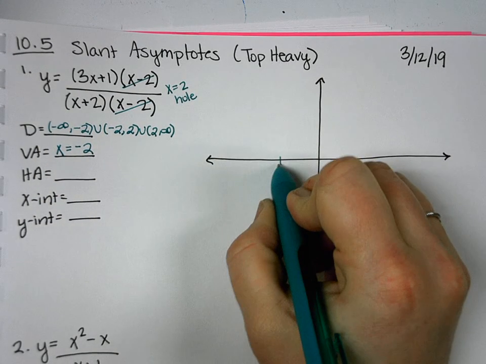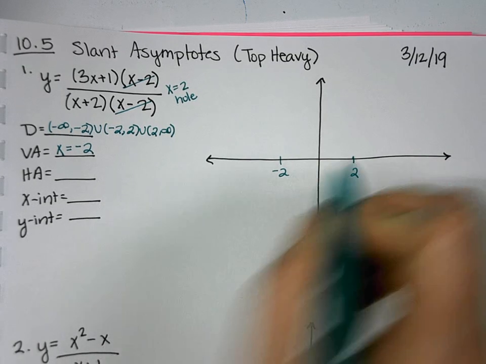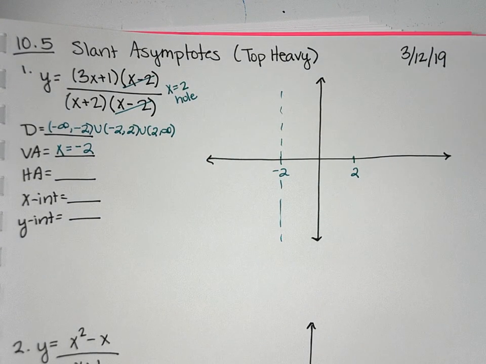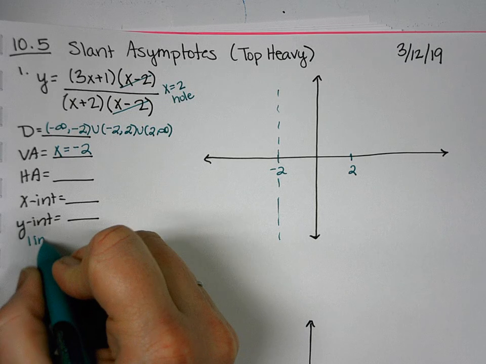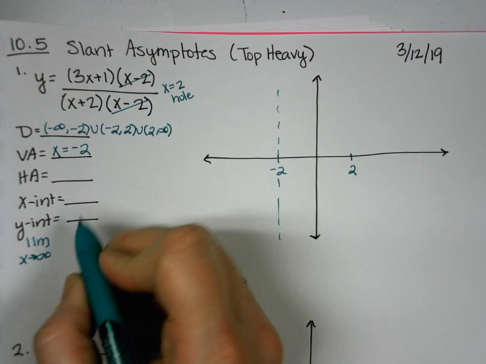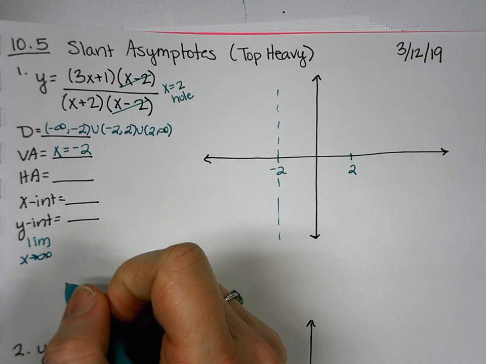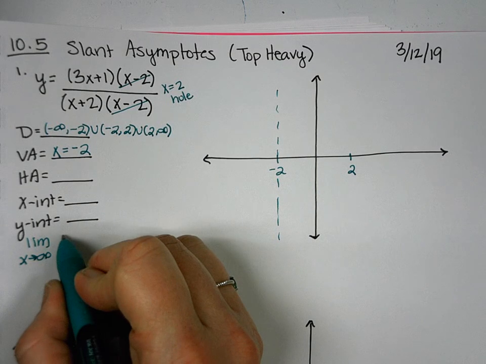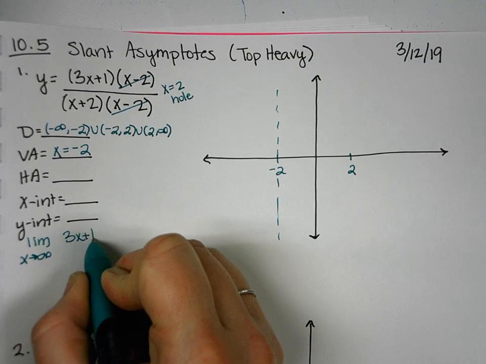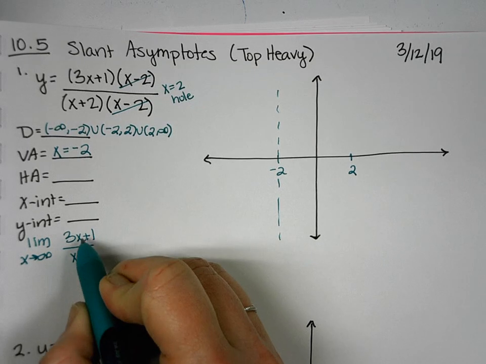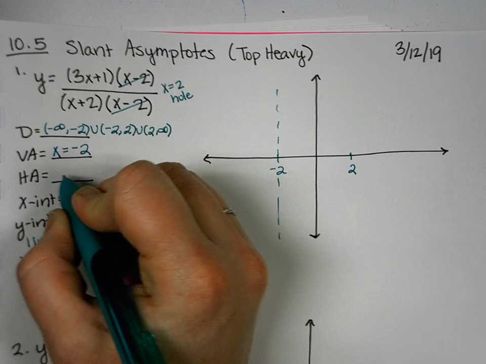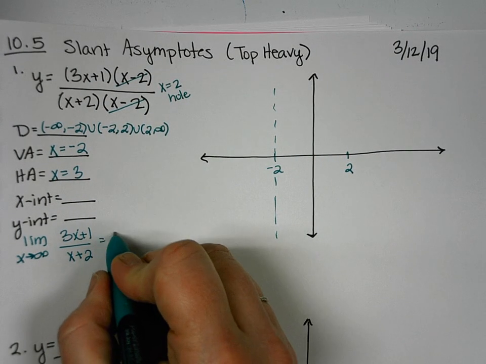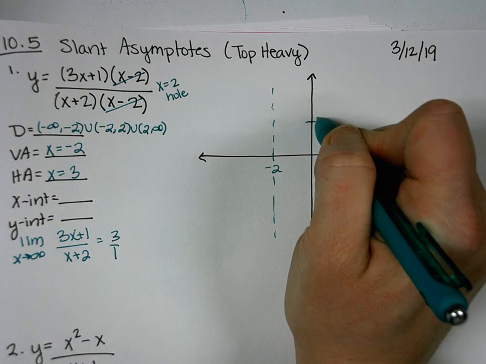So I'm going to go to negative 2. I'm just going to put 2 on my graph here so I remember later. And this is going to be an asymptote. My limit as x goes to infinity, let's see. We'll have 3x plus 1 over x plus 2. The degrees are the same here, so our horizontal asymptotes, the ratio of the two, so 3 over 1. So I'm going to go up to 3.